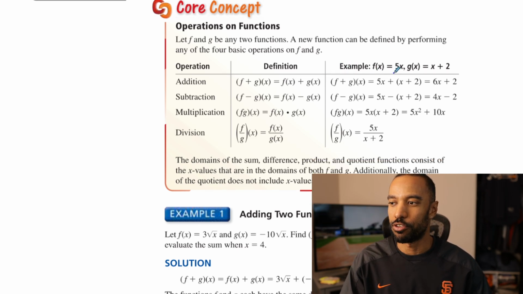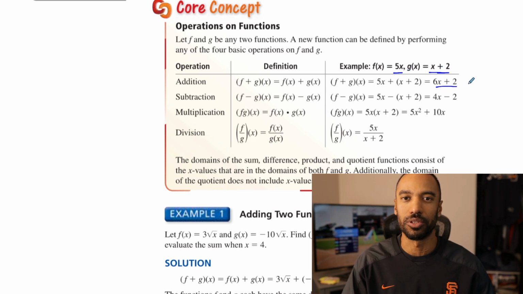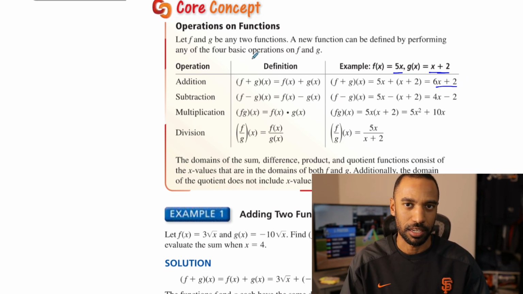Anyway, so straightforward. If you have an f of x that's 5x and a g of x that's x plus 2, let's add 5x with x plus 2 and get 6x plus 2. You're literally just doing this function plus the other function. But the shorthand appearance of it might confuse people.